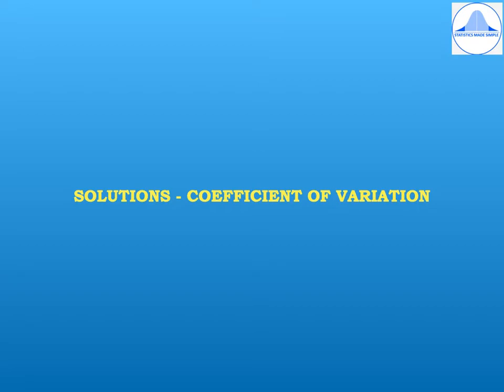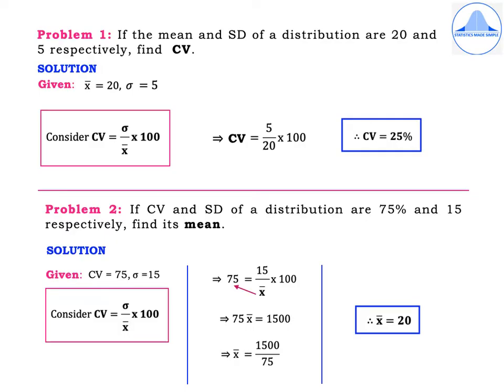In this video, I'll find solutions to problems based on the coefficient of variation, which are important 10 markers. The first three problems are 2 markers.